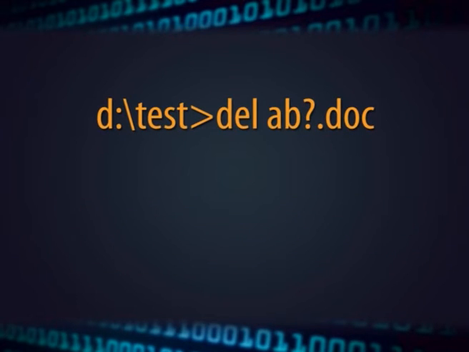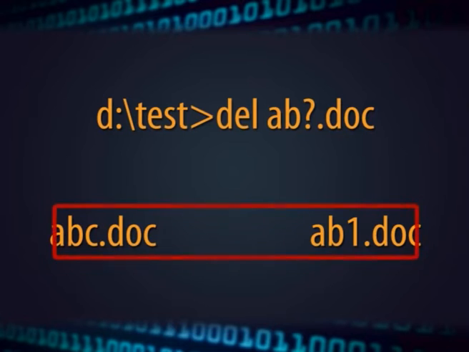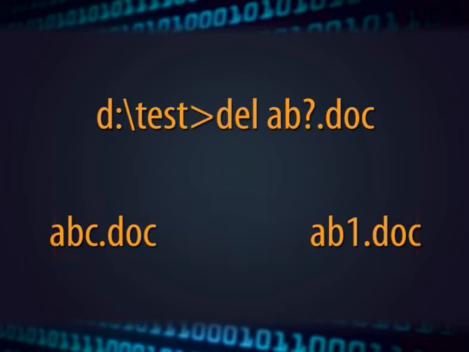Another example is d:/test prompt, del space ab question mark dot doc. This command will delete files with 3-letter names, in which the first 2 letters are AB and the third can be any character, with a doc extension. So, files like abc.doc and ab1.doc will be deleted.